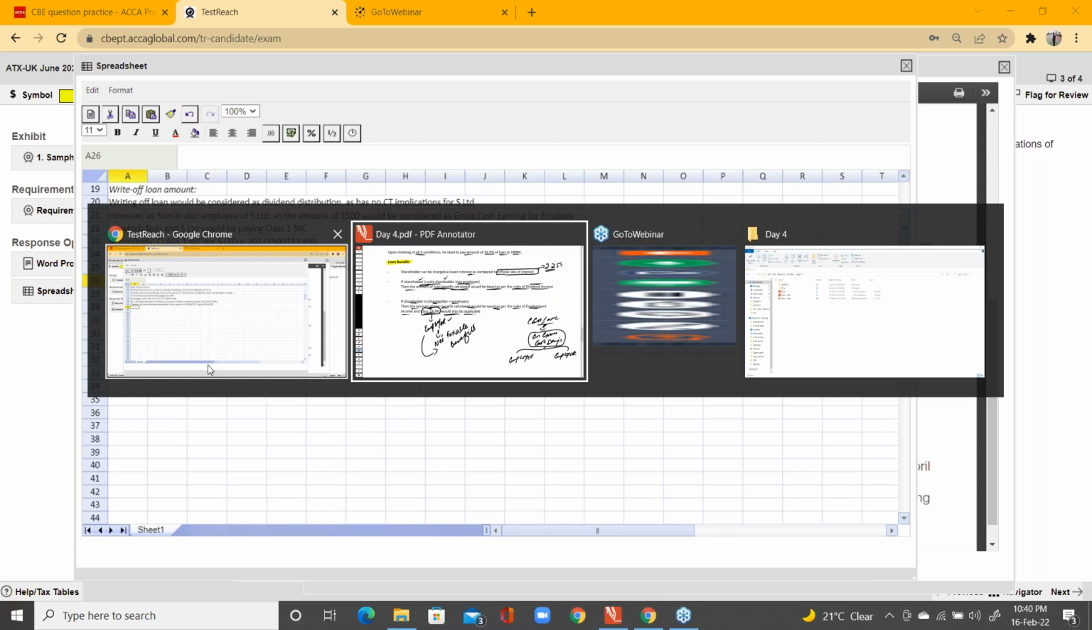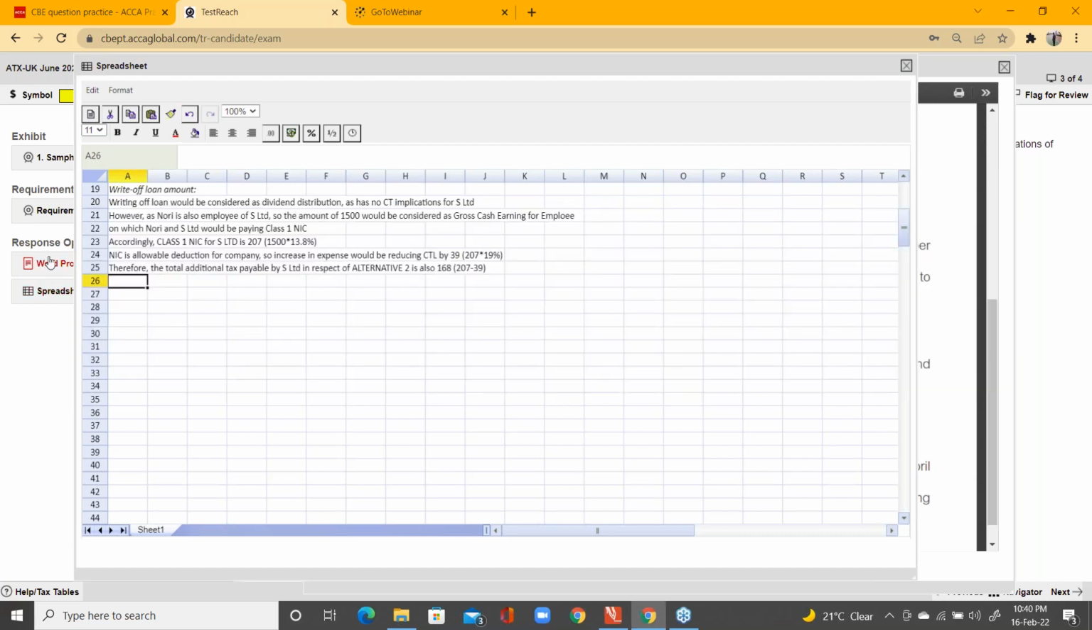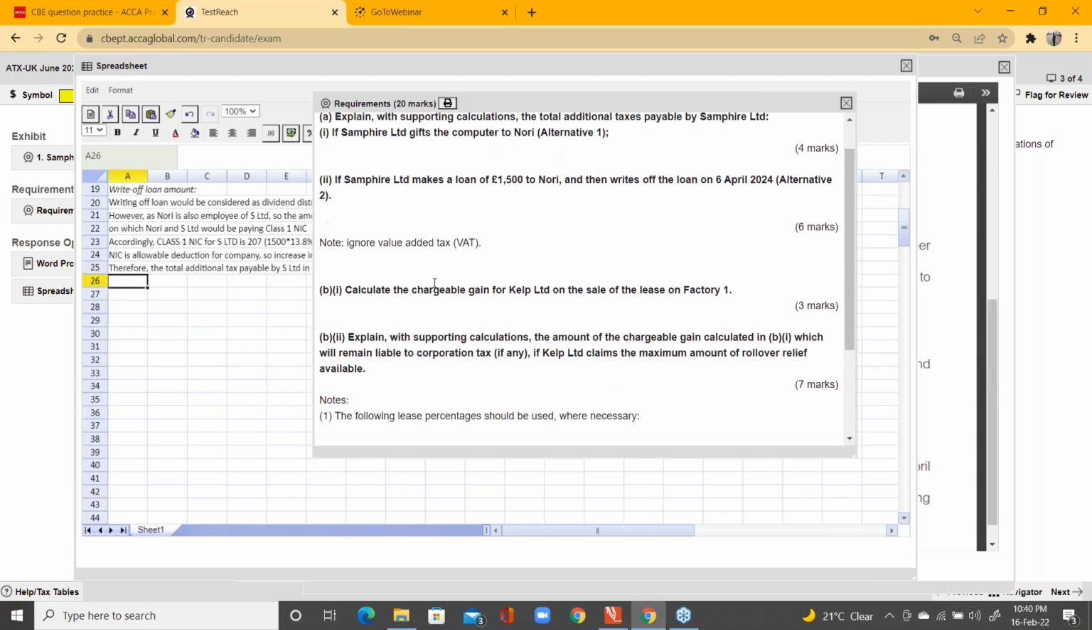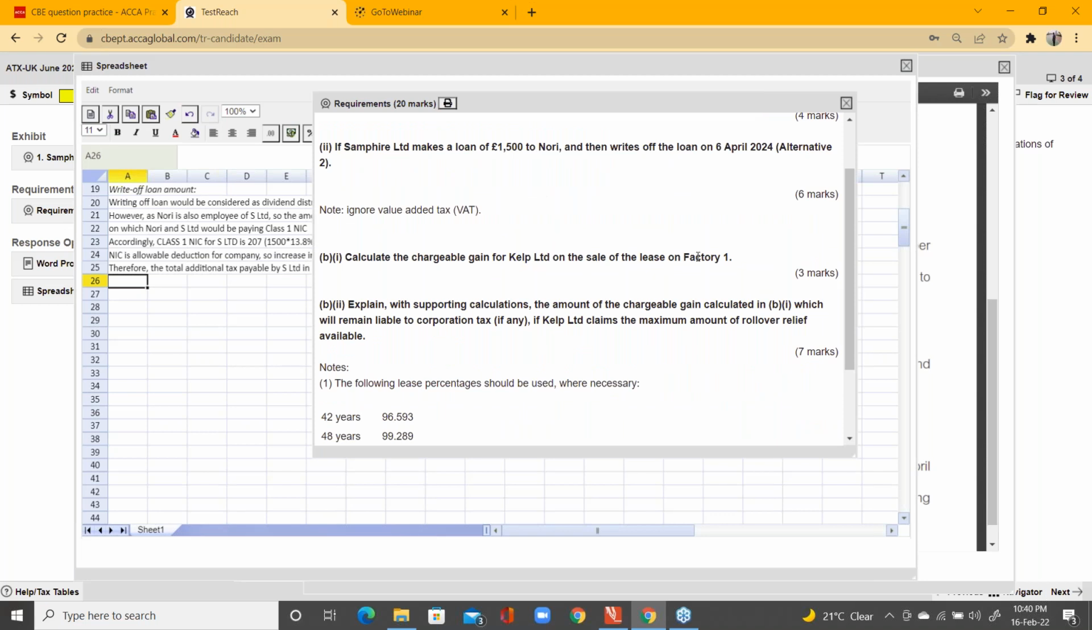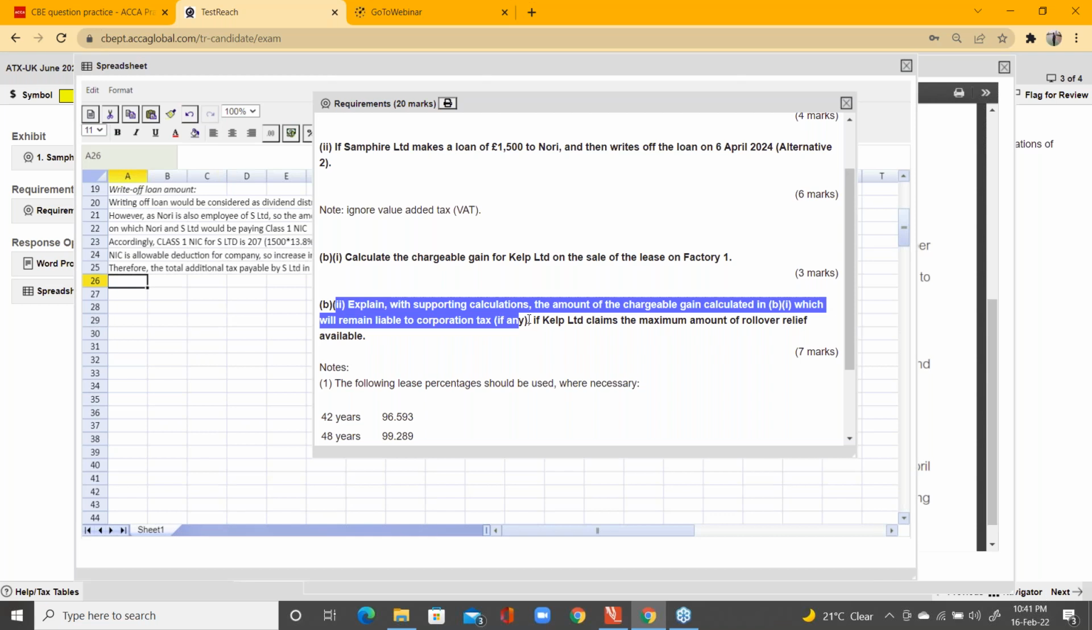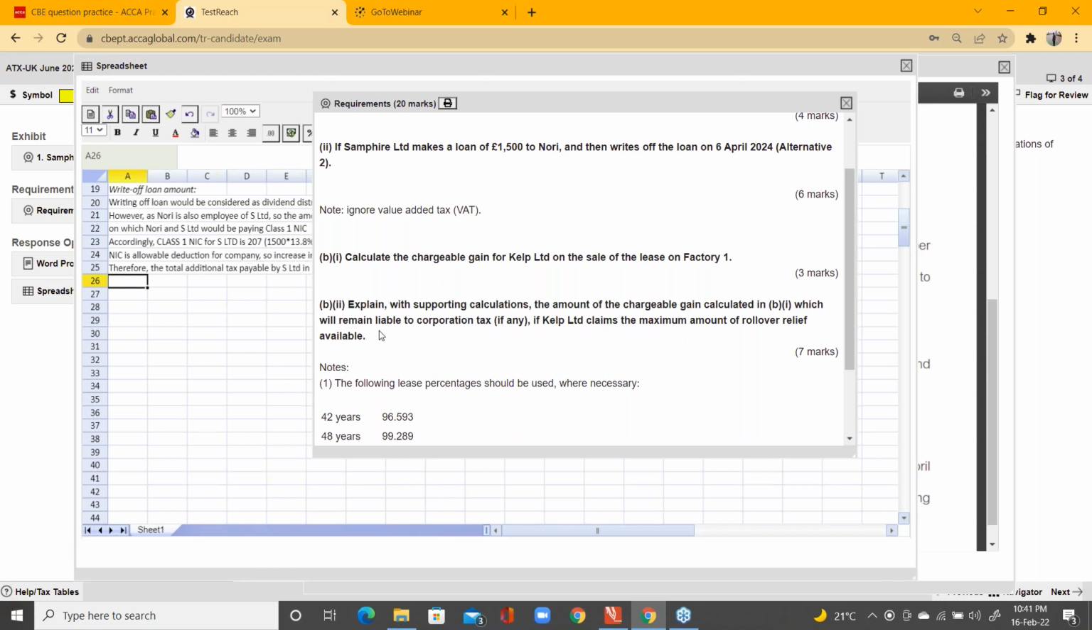Let's talk about the second half of the question. Requirement: calculate chargeable gain for K Limited on the sale of first factory. This calculation is for 3 marks. And under B2, explain with the supporting calculation the amount of chargeable gains in B1 which will remain liable to corporation tax even though they are covered by rollover relief.